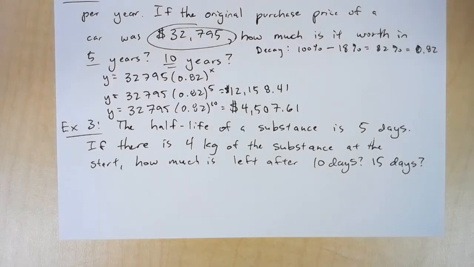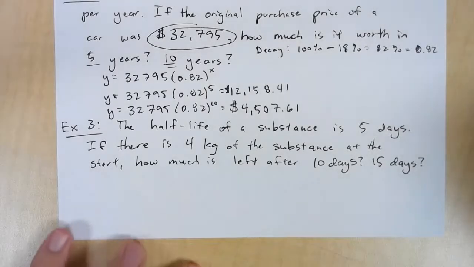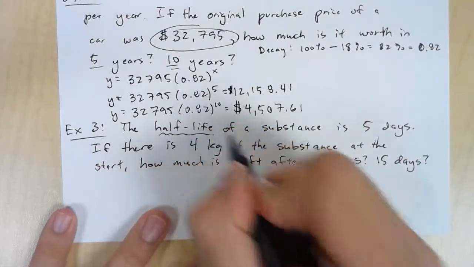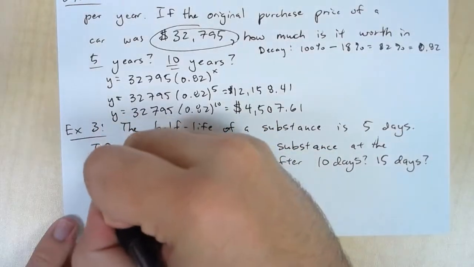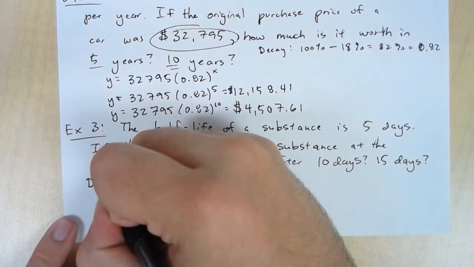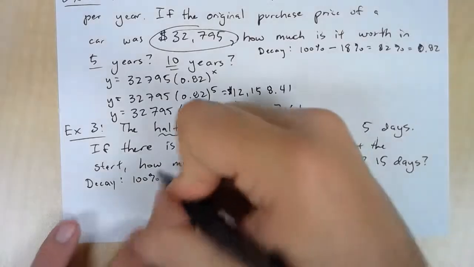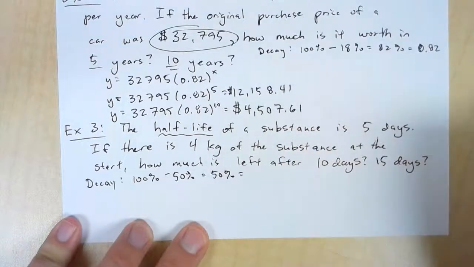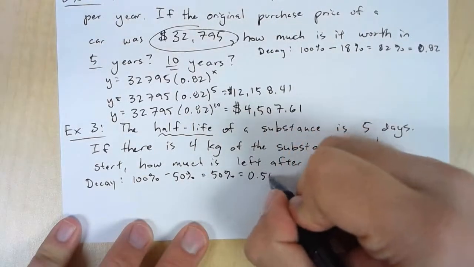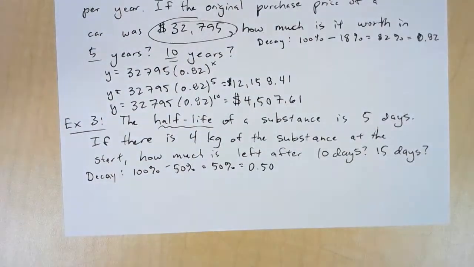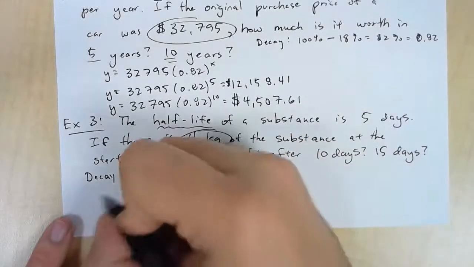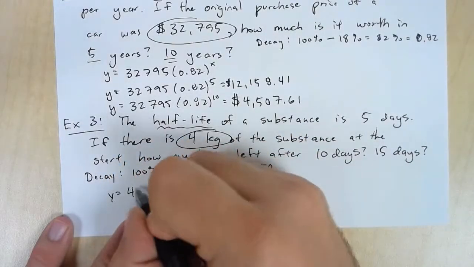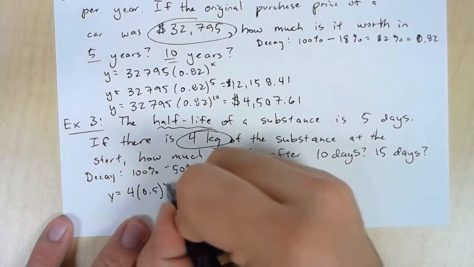Alright, the half-life: how much is left after 10 days? What about 15 days? So, we know a half-life, right? And from science, we know that's a decay, how much of it is left over, which says we're removing 50% every single time, which shows we have 50% remaining, which in decimals is 0.5. It tells us our starting value is 4 kilograms. So y equals 4 times 0.5 to the x power.